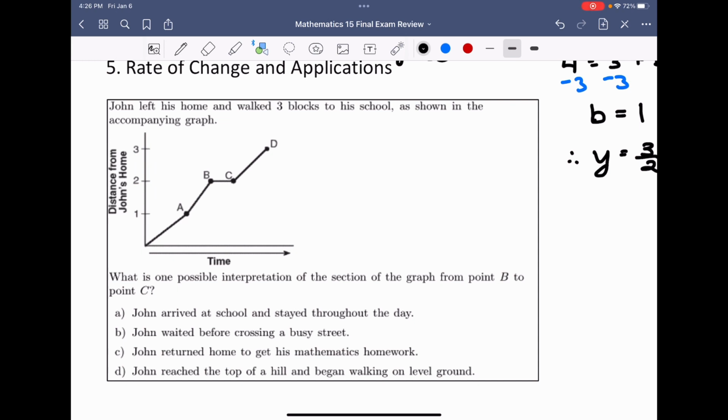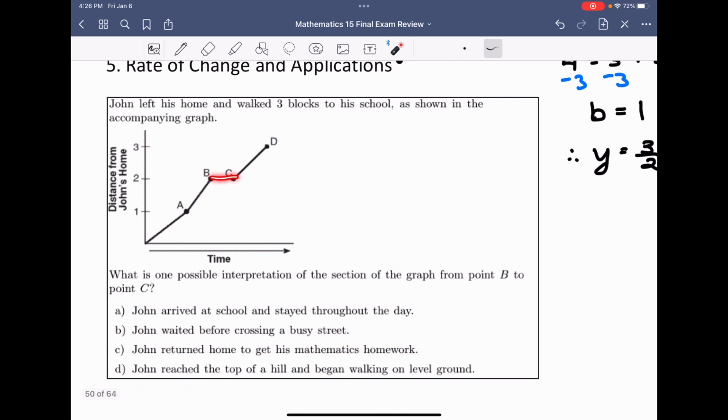What is one possible interpretation of the section of the graph from point B to C? B to C is right here. Now, if he's traveled some distance away from home, and we can see that it's getting further and further, and then all of a sudden it stagnates, but time is still going. What is he doing at B and C? He's actually taking a rest. So what we need to look for is the answer where he's talking about a rest here.